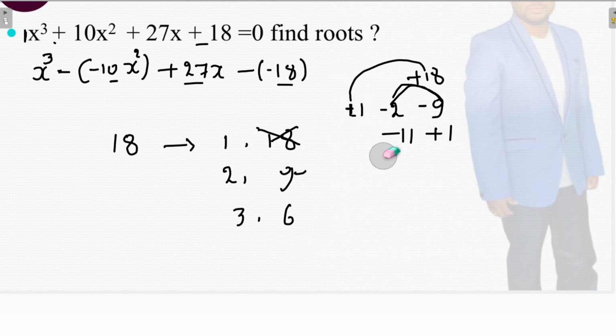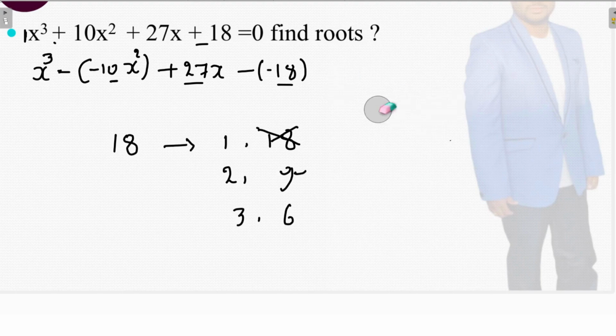So definitely this is not my answer. I hope it is clear. Now remaining, these are the values we have. We have to take it.